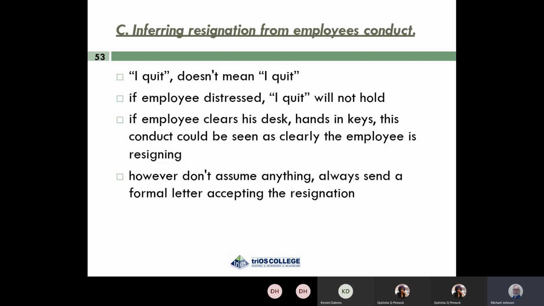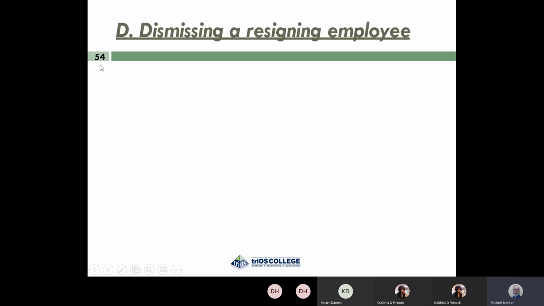We don't assume anything. Always send a formal letter accepting the resignation. Remember, you must make sure the company is compliant with all the legal requirements, and that means we try everything to make sure there's a paper trail and that people understand where they stand. If somebody clears their desk and walks out, and you decide to accept that as being, let's just say, a resignation, then you want to make sure that it is documented and that the individual receives a copy. It's important to make sure they get a copy, believe me.